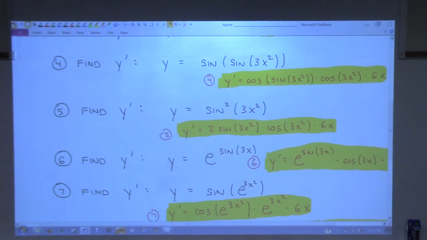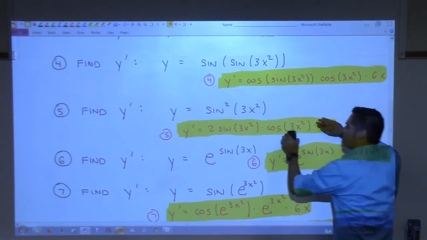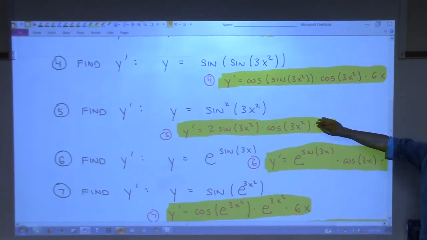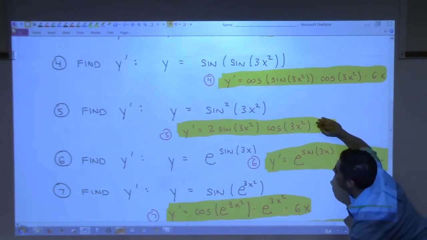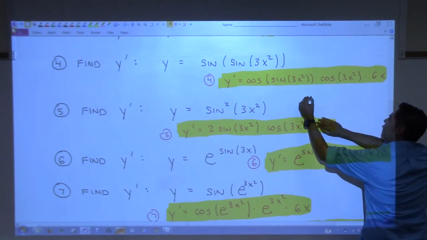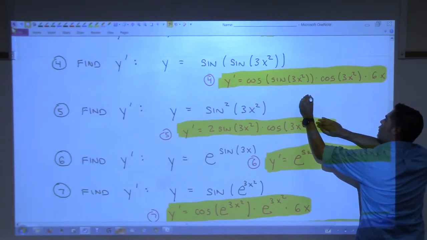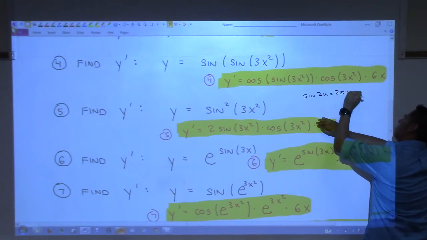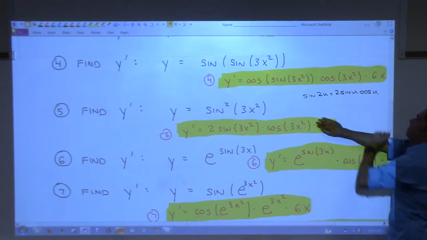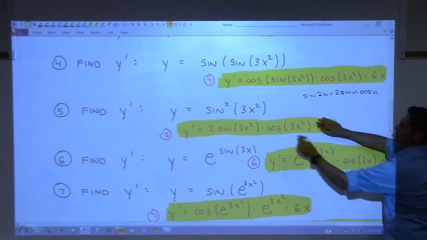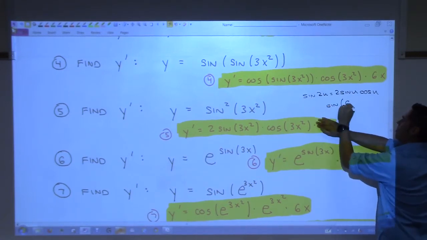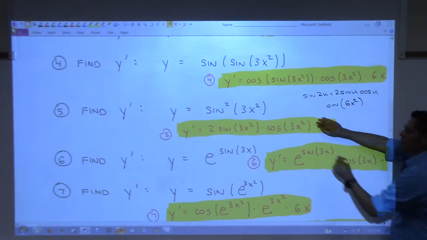But I also left it this way intentionally, because does anybody know what we could turn this into? Oh, that's a double angle. That is a double angle. Sine of 2u is equal to 2 sine u cosine u, isn't it? So this would be 2 times sine of 2 times 3x squared, so sine of 6x squared. You could have rewritten this that way.